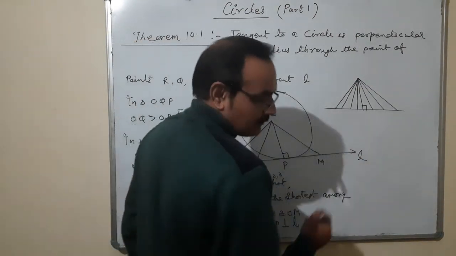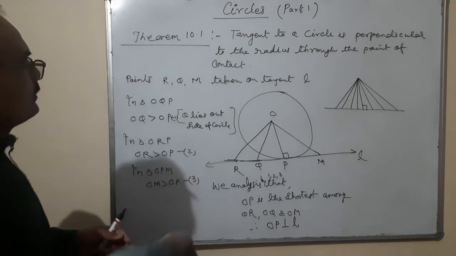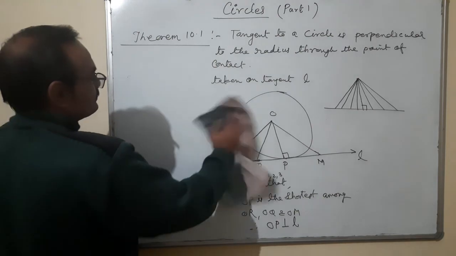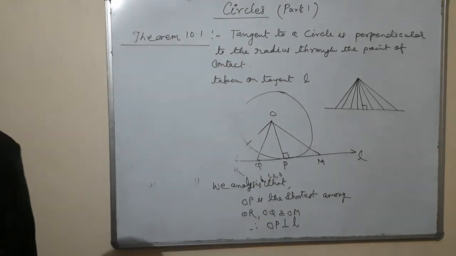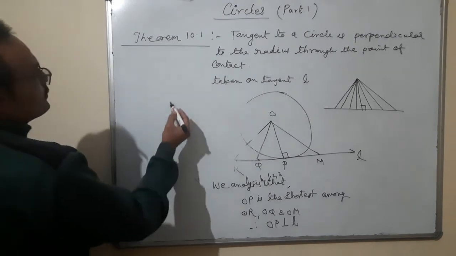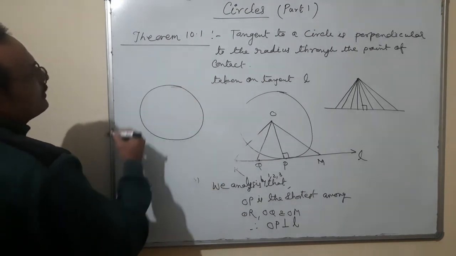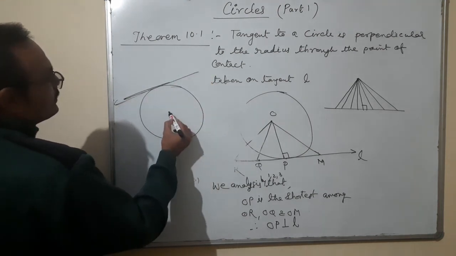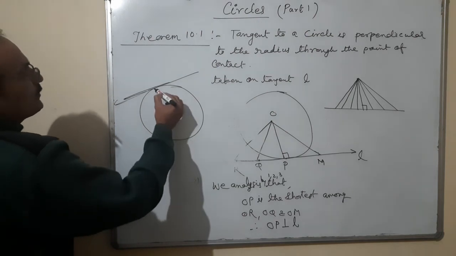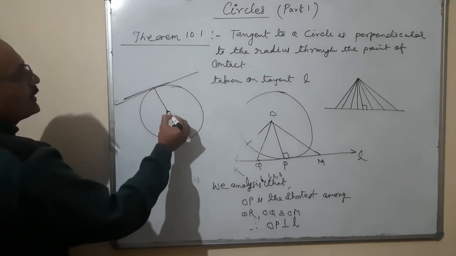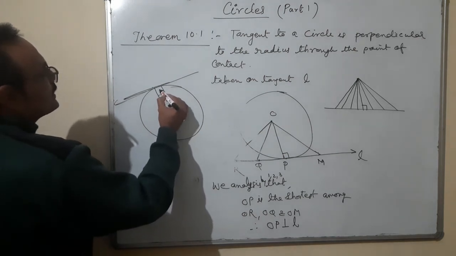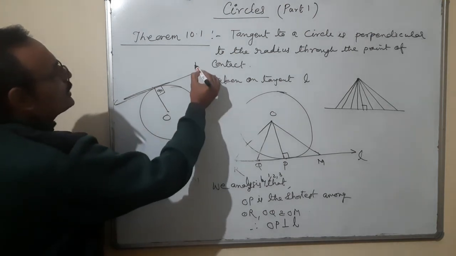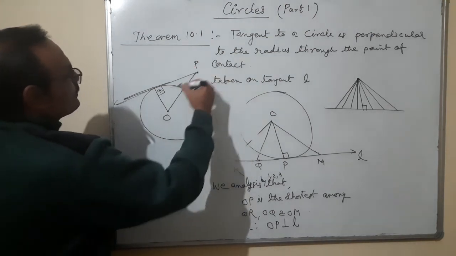Now what happens? Suppose I draw a diagram. Suppose this is a circle and I have drawn this tangent. This is a tangent. Center O. Whenever you join the point of contact to the center, immediately this angle is 90 degrees. And suppose there is any other point lying on the tangent, this point is P; you join O to P.